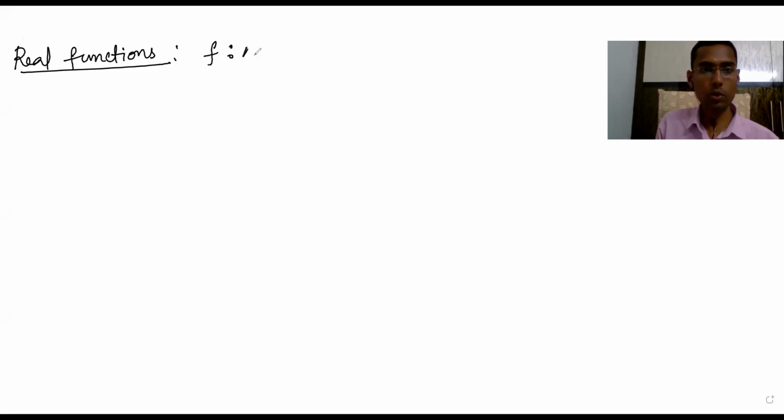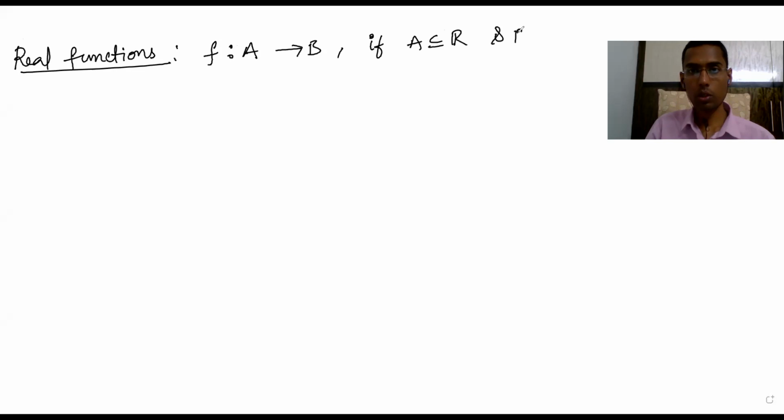Okay. We have real functions. I told you what is a real function. In this, we have types. So what is this real function? A function from A to B is called a real function if A is also a subset of real numbers and B is also a subset of real numbers. Okay, this is what a real function is.